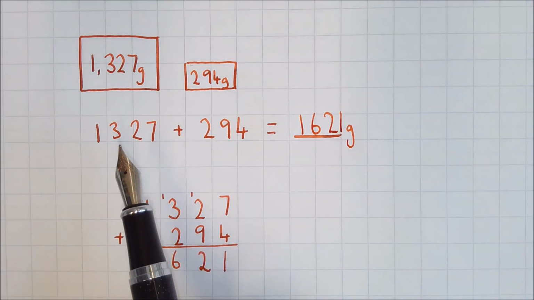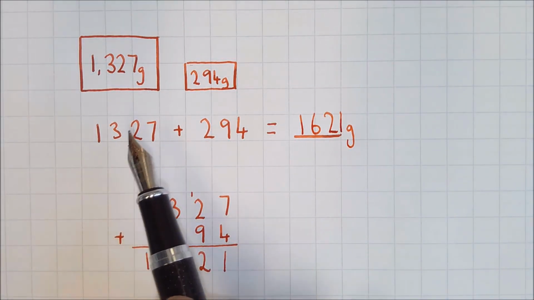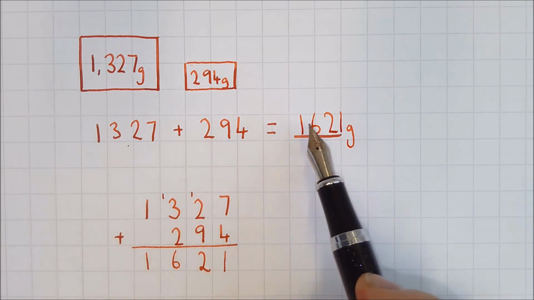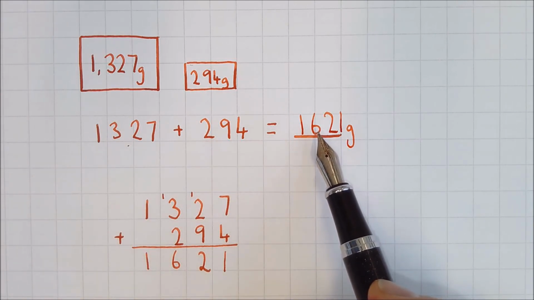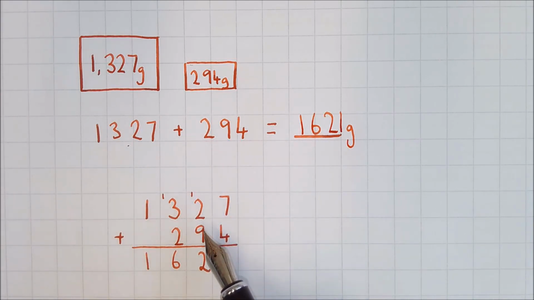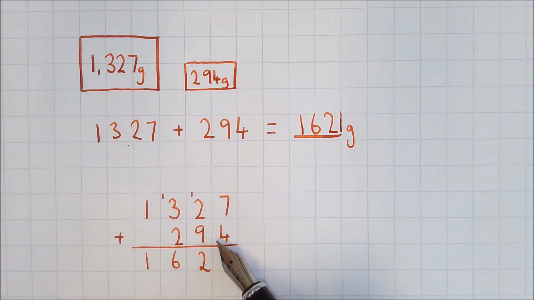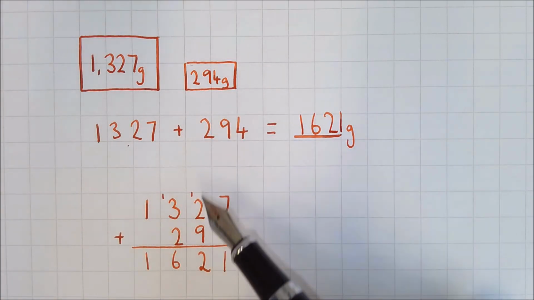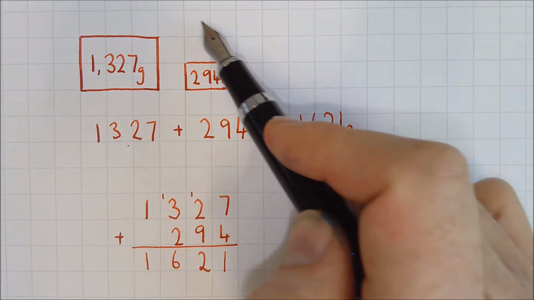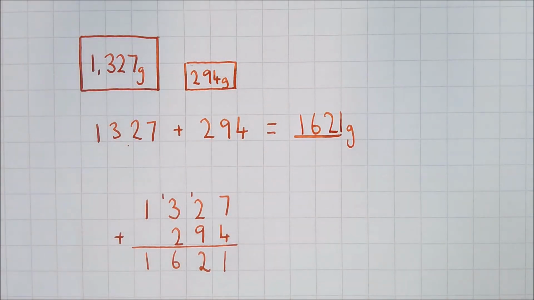So we have our first addend, our second addend, and our sum. This first addend represents the mass of this parcel. This addend represents the mass of this parcel, and the sum represents the mass of both of the parcels combined.